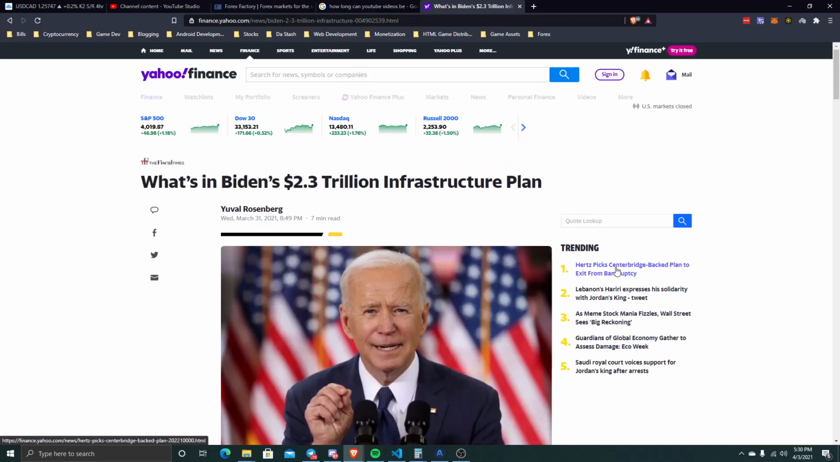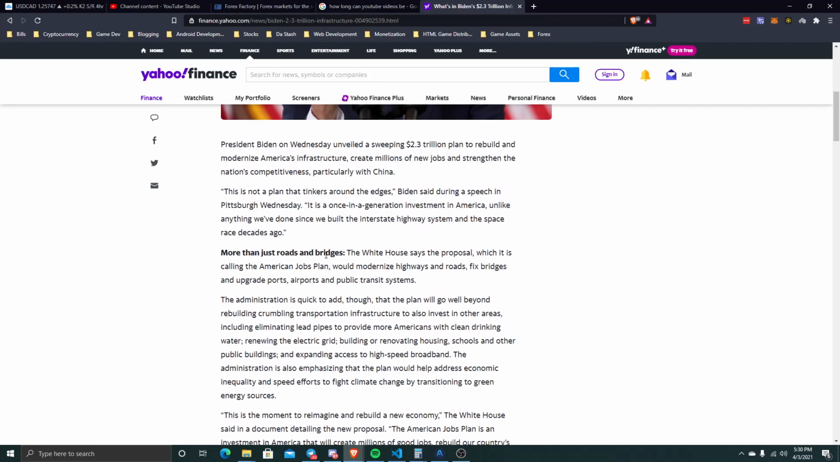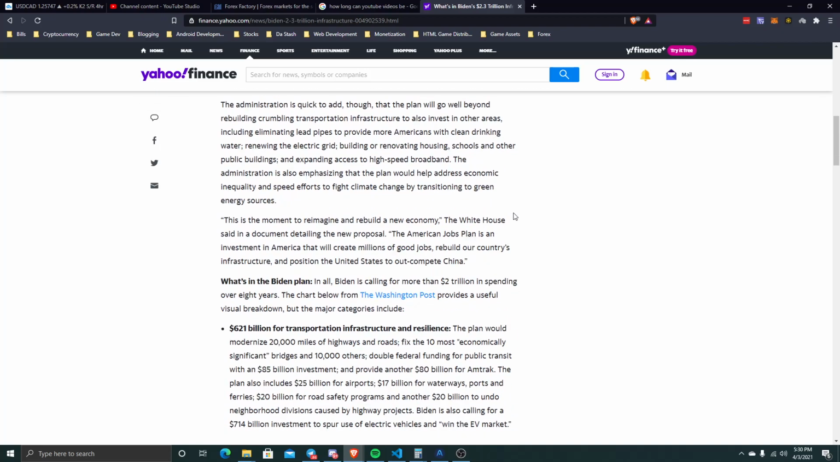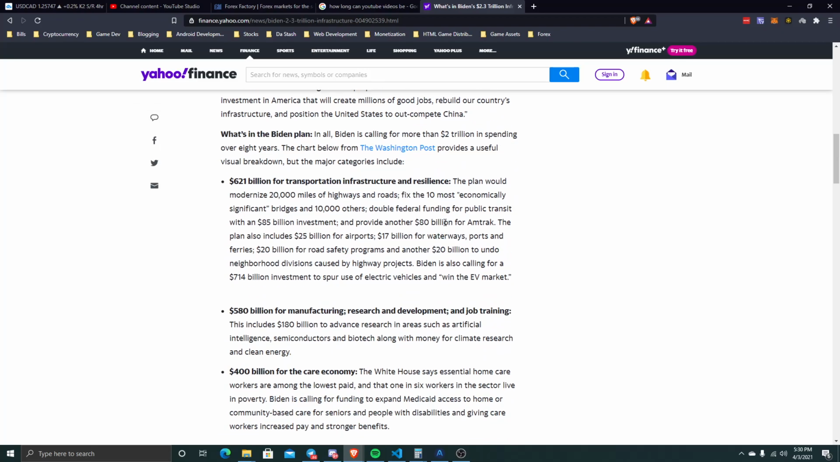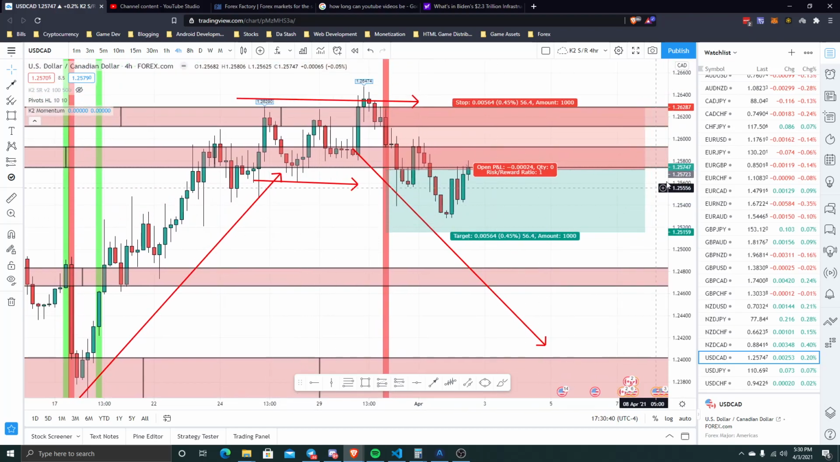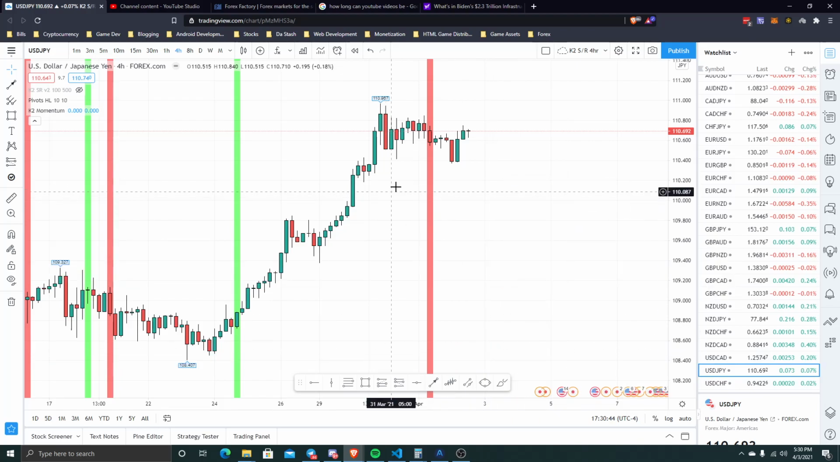Yeah, the 2.3 trillion infrastructure plan. Basically, you know, he wants to work on more than just roads and bridges. He just wants to help modernize, I guess, the highways and roads and all kinds of stuff, the airports and public transit systems. So with this continuous spending, it's going to affect the markets. It's definitely going to affect the markets, you know. So the USD JPY. Let's remove this.